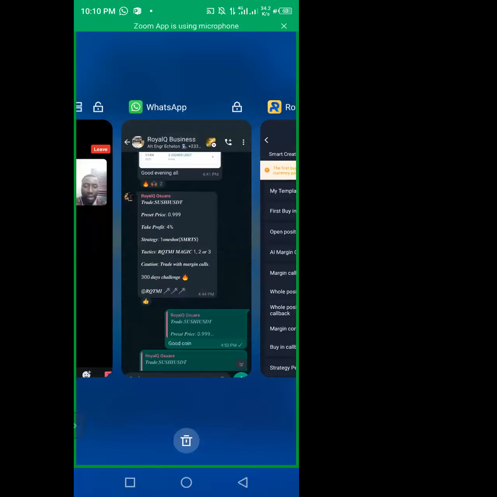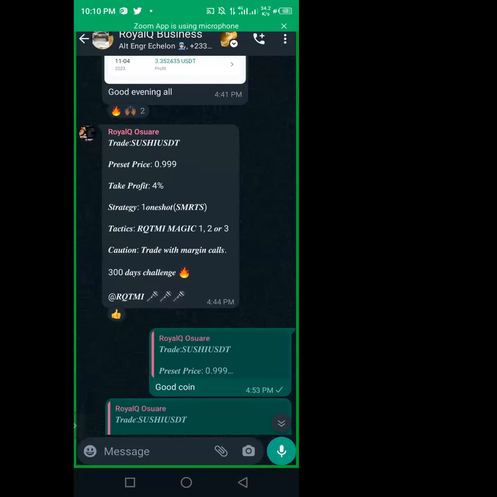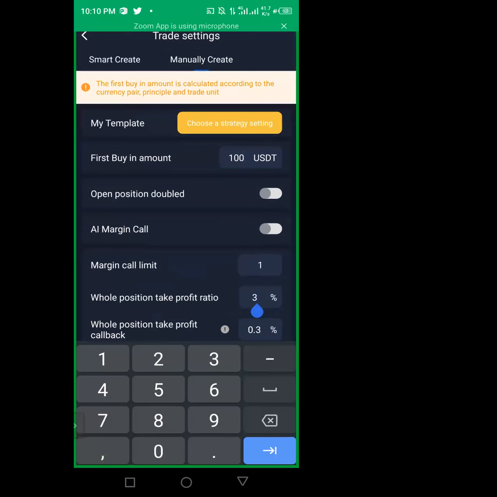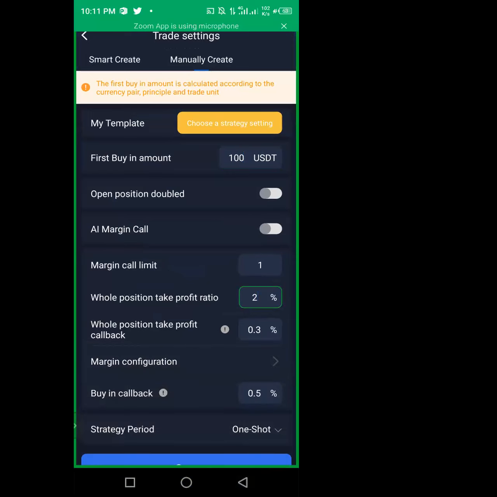Since the signal says take profit here is 4%, I've searched the name of the coin, the take profit is 4%. Maybe I say, okay, I'm not too greedy, 2% is okay for me for this signal, so it can sell fast. Because once we enter bull run, in a day, 10 signals can drop, 15 signals can drop. Signals will be dropping because coins are doing well.